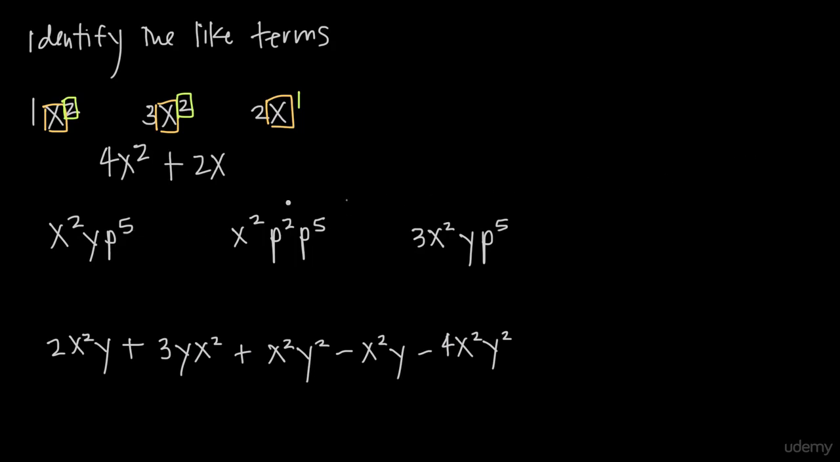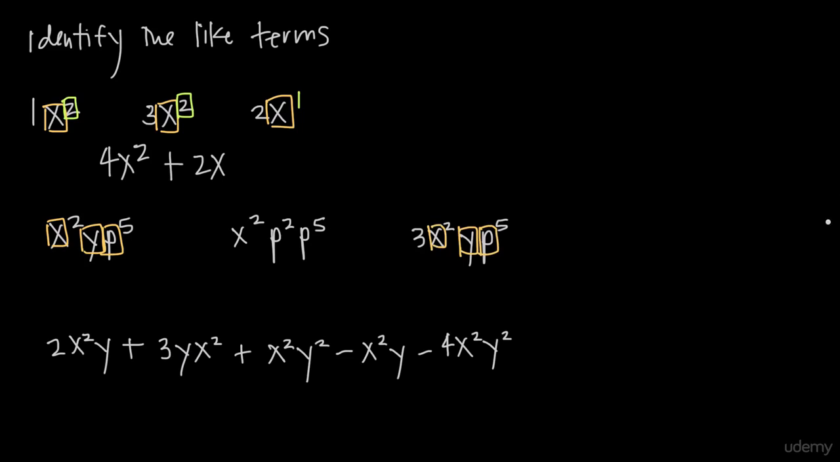If I look at my second example, I have x squared y p to the fifth. So if I try to identify my variables here, I have x, I have y, and I have p. I need to look for another term that also has x, y, and p. This one doesn't. It doesn't have x, y, and p. It just has x and p. So I know that these first two are not like terms. But this third one here, I have x, y, and p.